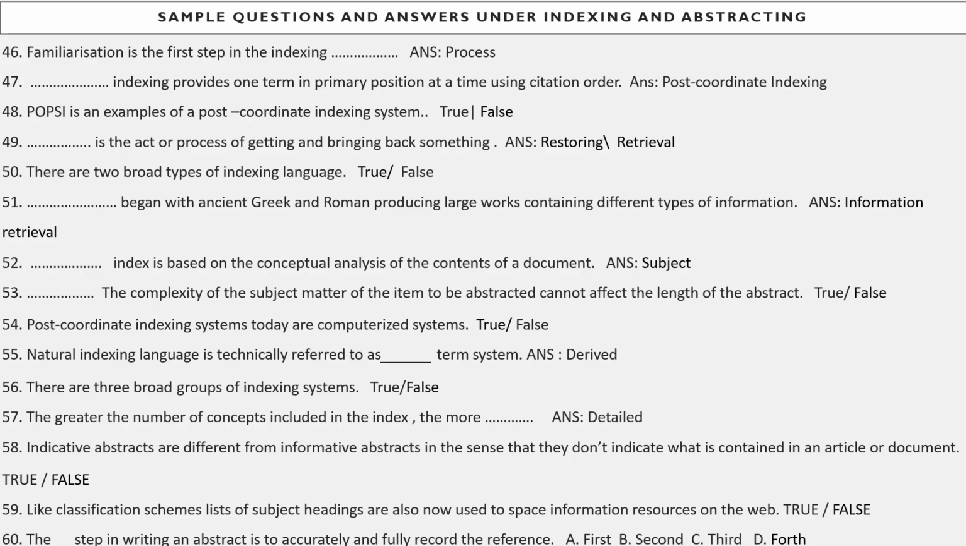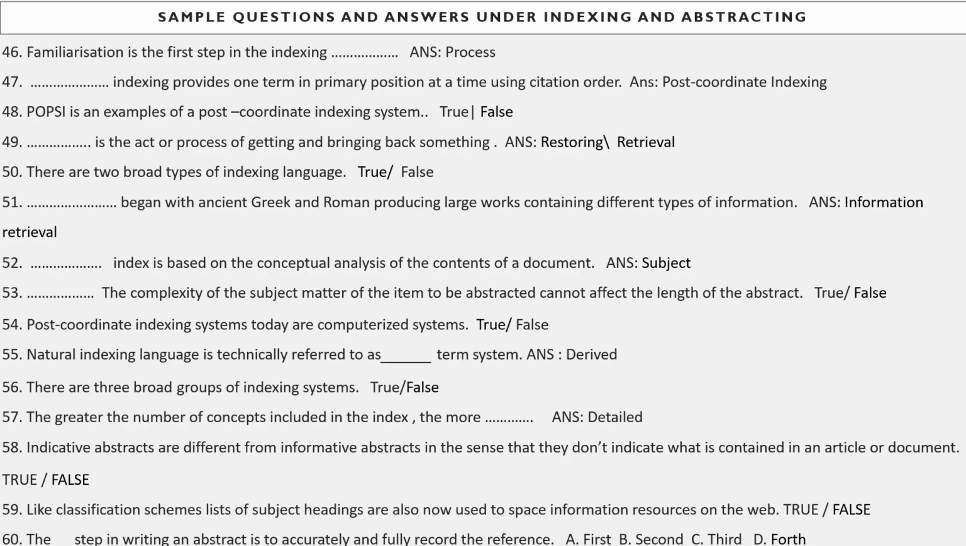Question number 56. There are three broad groups of indexing system, and the answer there is true: the pre-coordinating indexing, post-coordinating indexing, and the free text indexing. Question number 57. The greater the number of concepts included in the indexing, the more detailed it is.